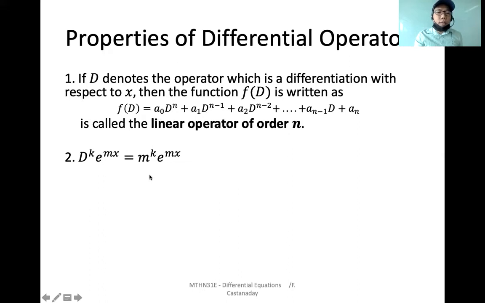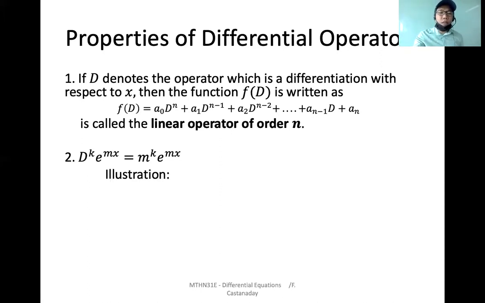Now the second property here is the kth derivative of e raised to m times x. It means the kth derivative of this function e raised to m times x, and this is equal to m raised to k e raised to m times x. To illustrate this property, we said that D is differentiation. The k represents how many times you differentiate, the degree, the nth or kth derivative.